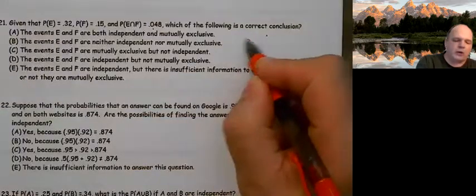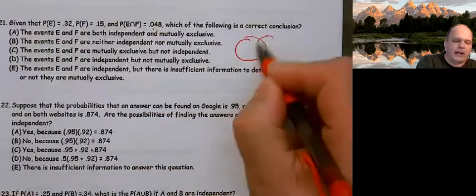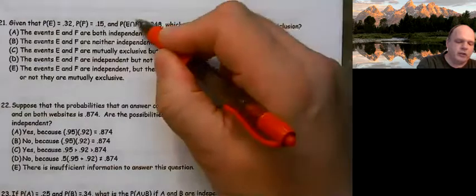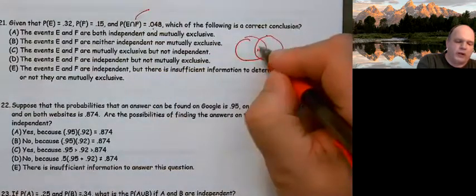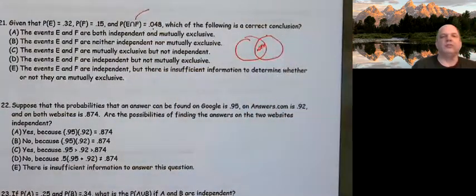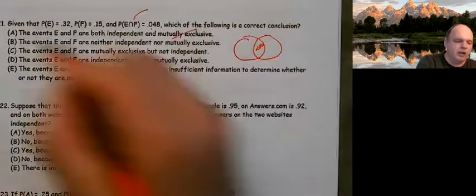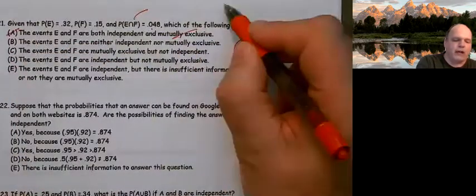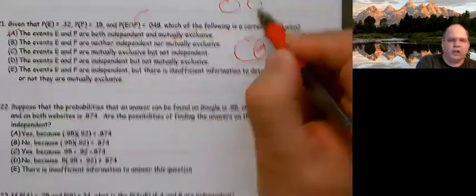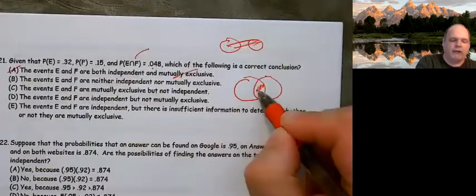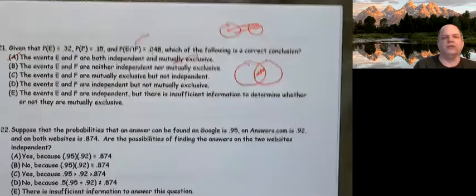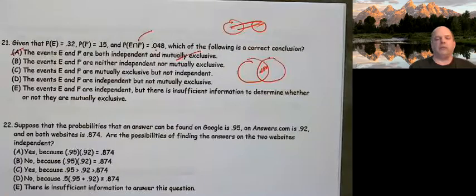Without doing a whole lot of work here, the very fact that I have this means I have an overlap of 0.048, which means it cannot be mutually exclusive. It cannot be mutually exclusive because mutually exclusive means no overlap. To be mutually exclusive, it'd have to look like this, no overlap. We have an overlap, so it's not mutually exclusive. So now I need a test for independence.